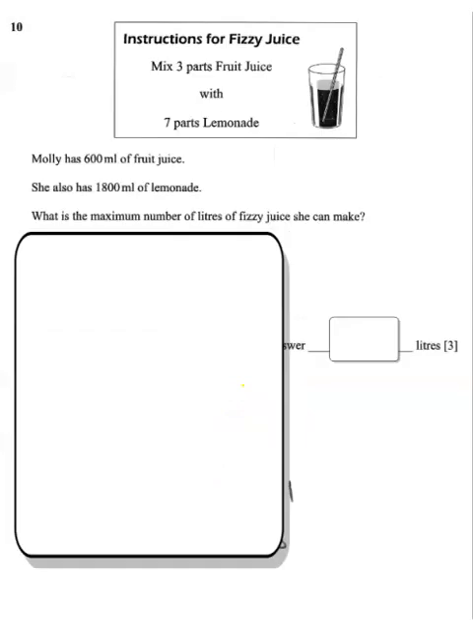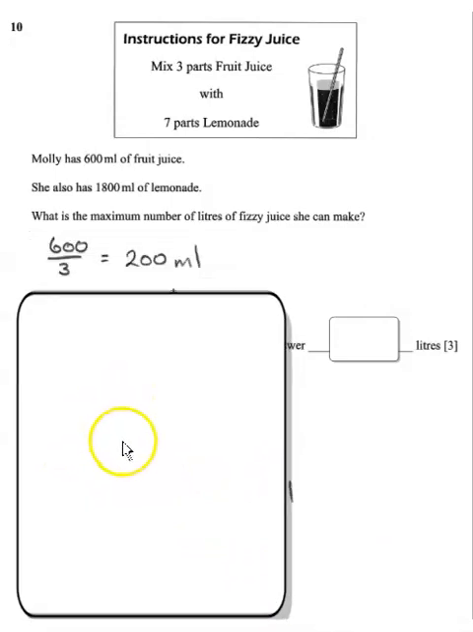So question 10, it's instructions for a fizzy juice. 3 parts of fruit juice and 7 parts of lemonade make fizzy juice. Molly has 600 millilitres of fruit juice. She also has 1800 millilitres of lemonade. What is the maximum number of litres of fizzy juice she can make? Now there's a few ways you could do this, but we'll go through what I've done here.